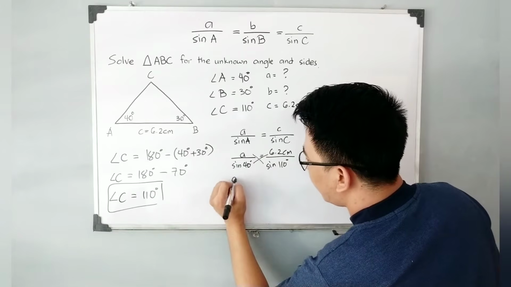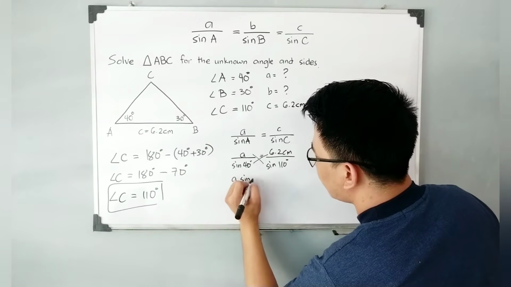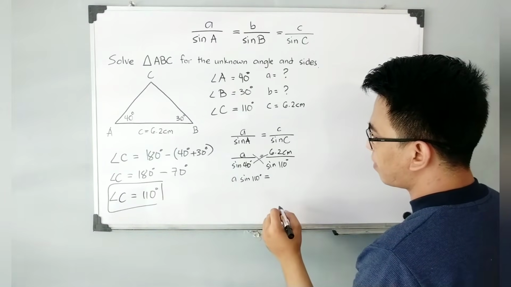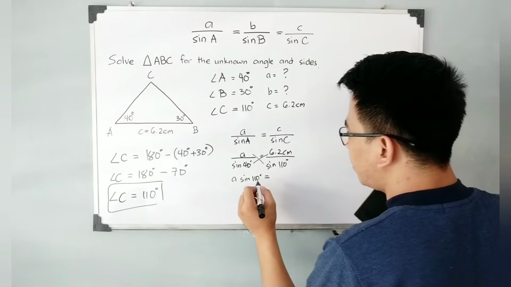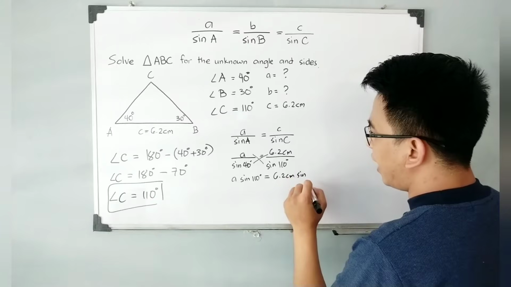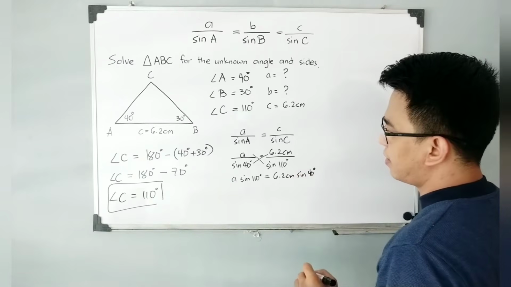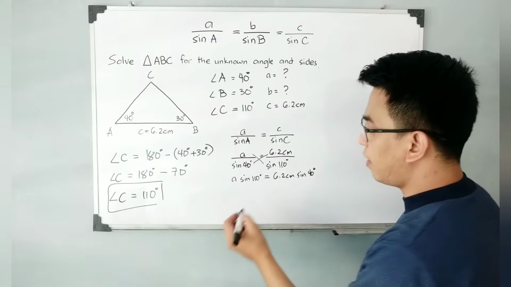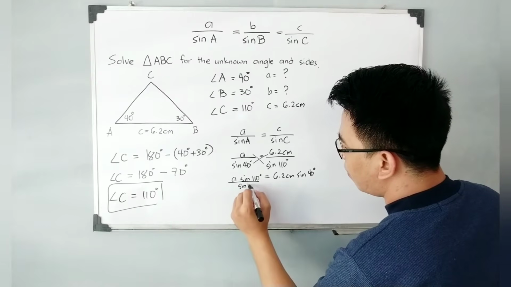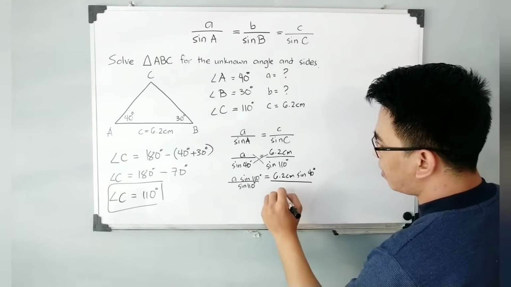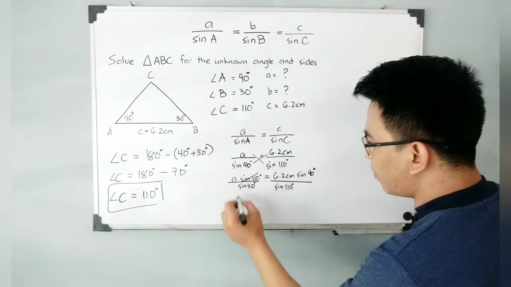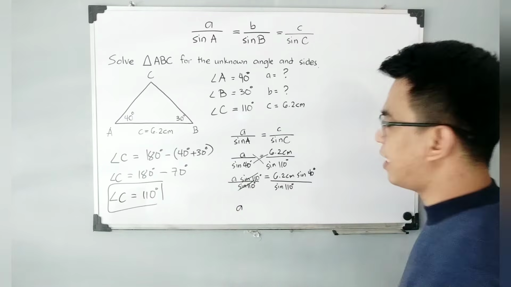You have here A times sine 110 degrees. Pinapakita sa inyo yung step-by-step process. Is equal to, again, is equal to 6.2 centimeters sine 40 degrees. Ngayon, ang target natin is to find A. So, we need to eliminate sine 110. You can divide it by sine 110 degrees. At ito rin is to be divided by sine 110 degrees. You can cancel out this one and cancel out this one at yung A natin ang matitira.